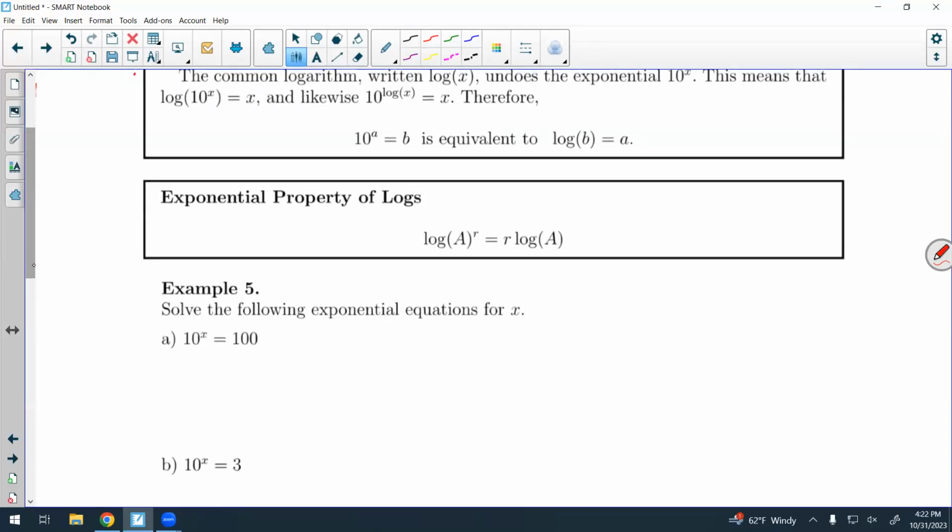So I have 10 to the x equals 100. So that tells me the log of 100 equals x. So hit your log button, and you'll note it'll open a parenthesis for you. 100, close, enter, and x equals 2. Everybody able to get that? Has their calculator.